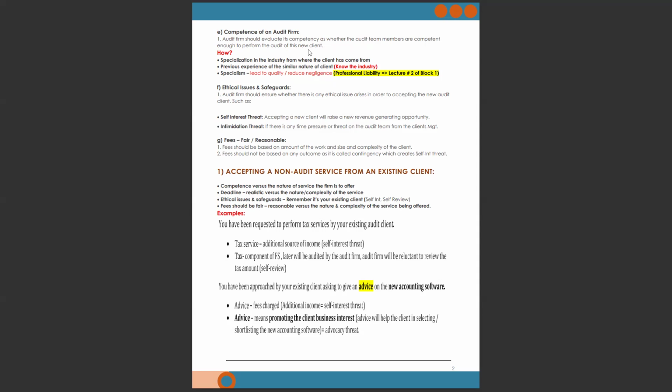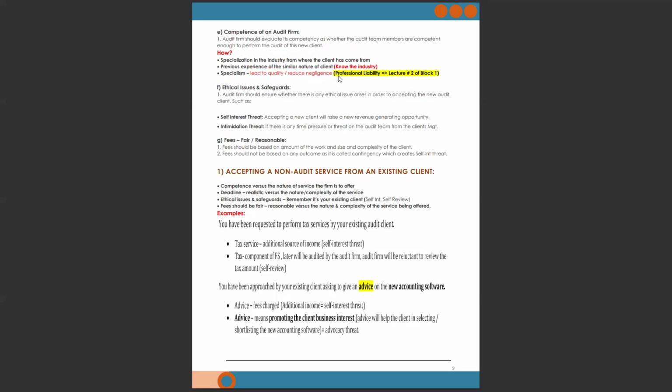How will an auditor evaluate its competency? The auditor will ensure whether previously they have performed the audit of the same nature of client. Also, the auditor will ensure whether the client is involved in a specialized nature or not. Specialization in the industry from where the client has come from, previous experience of a similar nature of client, and knowing the industry specialism lead to quality and reduce negligence.